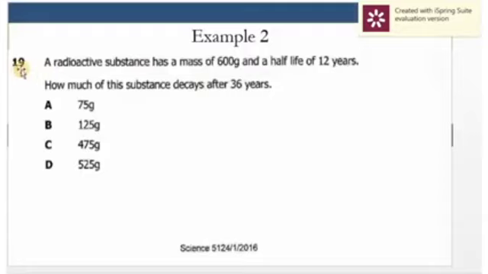So this one was actually question 19, and it reads, a radioactive substance has a mass of 600 grams and a half-life of 12 years. How much of the substance decays after 36 years? Okay, so how do we solve that one?